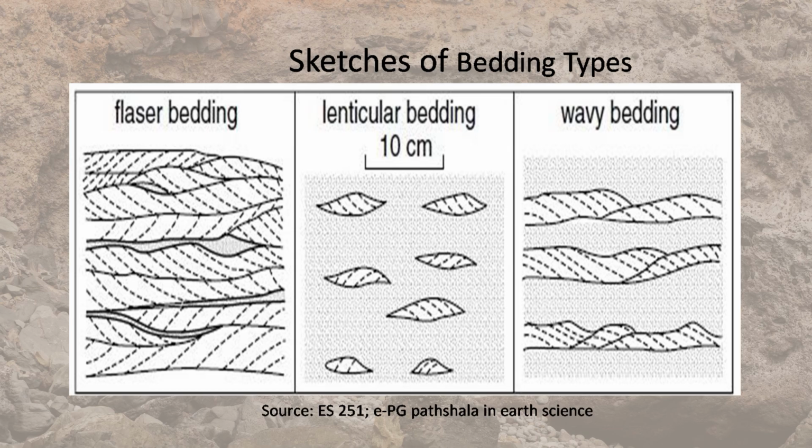One is the flaser bedding. Flaser bedding has ripples that override one over the other, and it forms a sort of flaser shape. It is not exactly lenticular, but one lenticle overrides the other. The other type is lenticular bedding, where the beds are separated from each other and form in the shape of a lenticle, or they are called wavy bedding, like this.